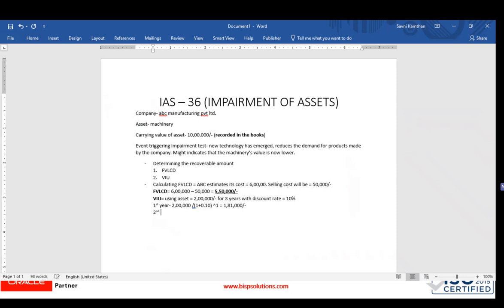Then second year, again 2 lakh, again the same 1 plus 0.10, and now the power becomes 2. So it will give us a value of 1,65,289 rupees.